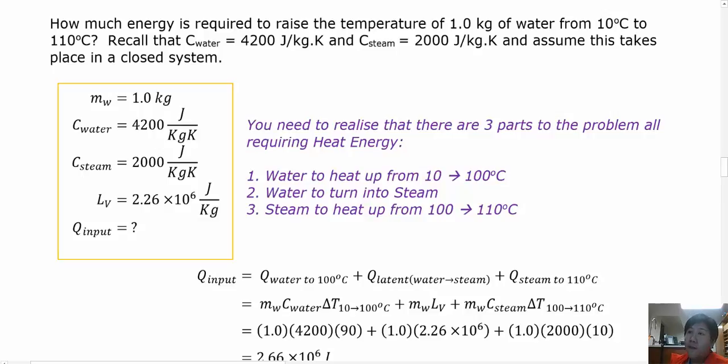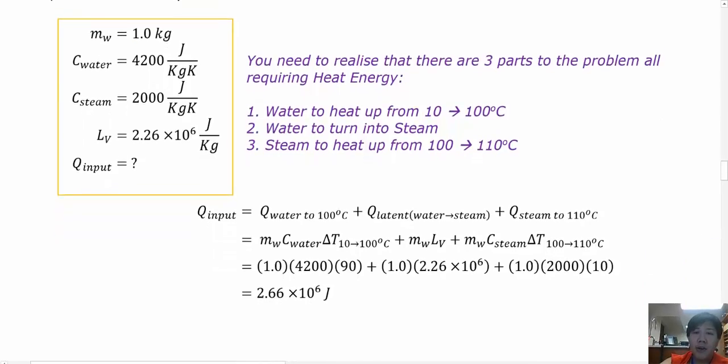First thing that you should do is what's in the yellow box, which is to write down what you have been given. Once you've done that, I've also written down, realizing that it's actually the latent heat of vaporization, because I'm trying to describe the transition from liquid water at 10 degrees to steam, which is above 100 degrees. So you need to realize that the problem can be solved in three parts.